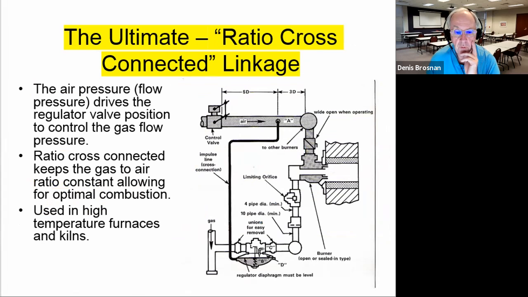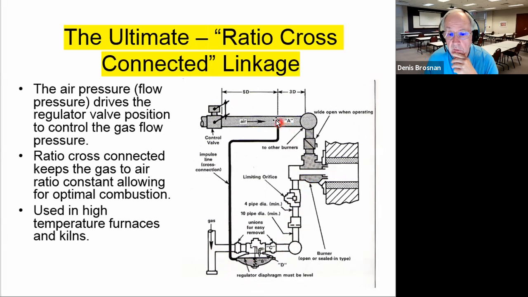The ultimate is the ratio cross-connected system. So here's the air system, and here's a curtain valve or butterfly valve giving air supply to the burner. So there's the air coming into the burner housing, and there's the refractory portion of the burner. But in this case, in the gas system, we've got a ratio regulator right here. And then we've got the other components of the system, a trim valve or whatever we may have in the system to give the gas supply to the burner.